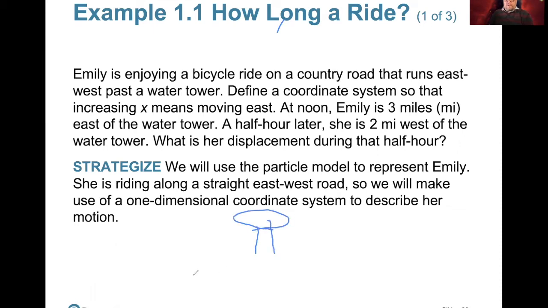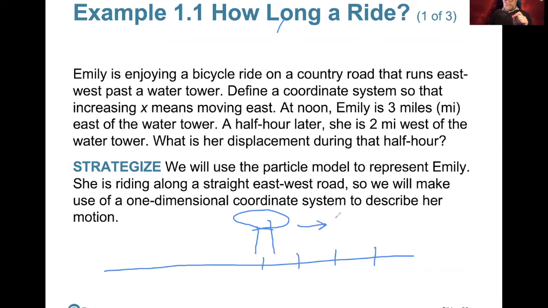There's our water tower, and I can draw my own coordinate system. So this will be 0, 1, 2, 3, 4. Oh, but I made it too big. I don't need, she's only moving 3 miles and 2 miles. So I can actually erase those. I don't need so many tick marks there. That's important because you want to draw your coordinate system to the scale of your problem. So instead of making those little ones, I'm just going to go 1, 2, 3, because she starts 3 miles east of the water tower.